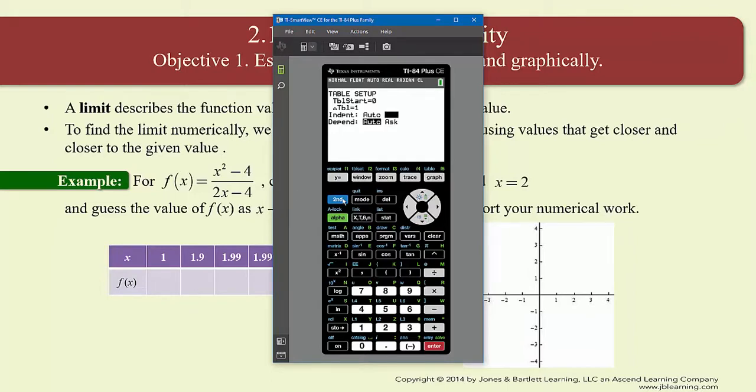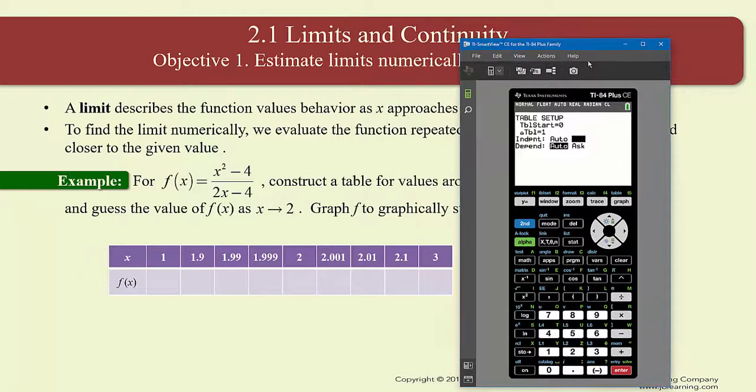So that gives you complete freedom of what values of x, what numbers you're going to put in for the independent variable x. Leave dependent at auto because we want the calculator to automatically compute what f of x is. So I'm going to make a table by putting these values in for x. I'm not going to put 2 in for x because I know it's not going to work. You can't have 0 in the denominator. So let me look at the table.